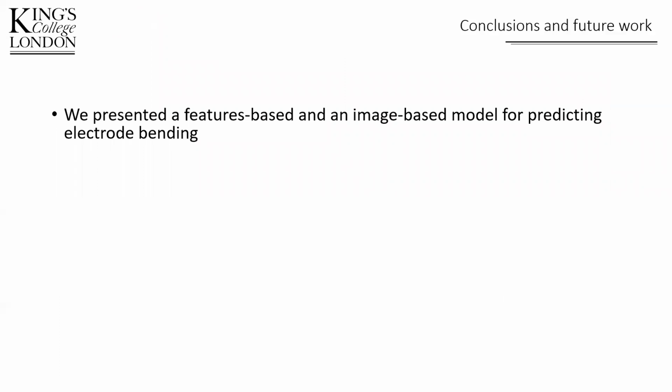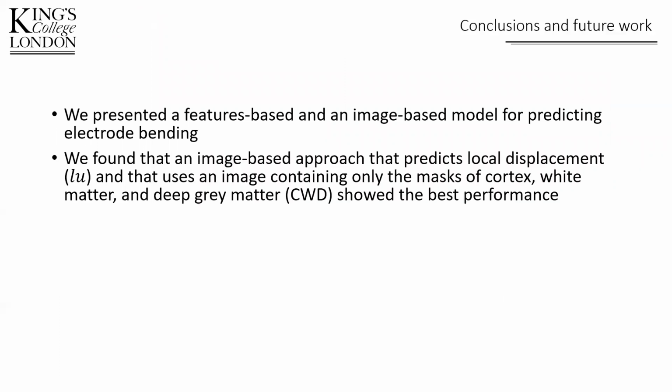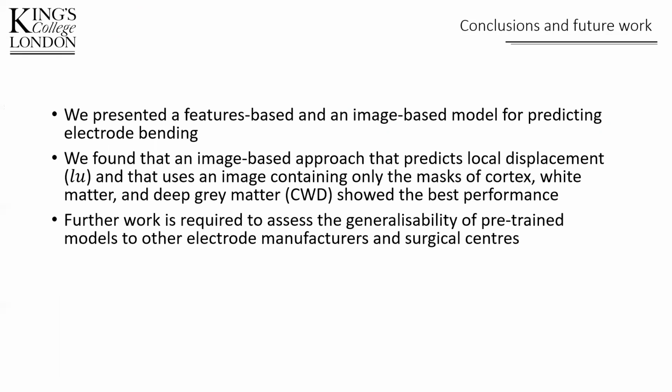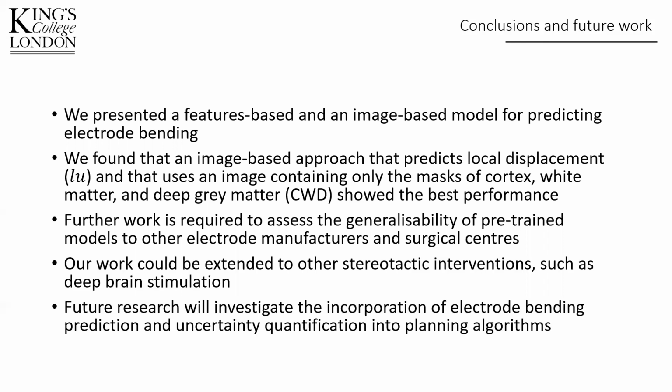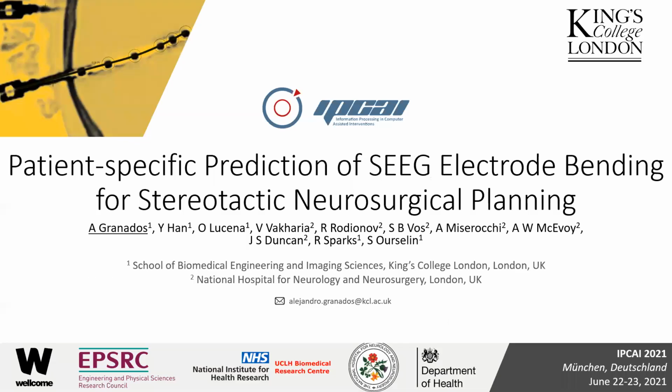To sum up, we presented a feature-based and an image-based model for predicting electrode bending, and the best model we observed is an image-based model that regresses local displacements and uses an image containing only the masks of the main brain structures as inputs. There are different areas where our work could be extended by assessing the generalizability of our models to other electrode manufacturers and surgical centers, and by applying our proposed models to other stereotactic interventions, and by incorporating electrode bending prediction into surgical planning.